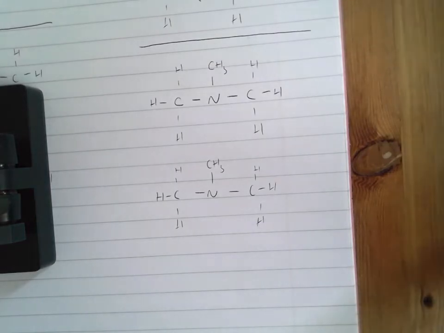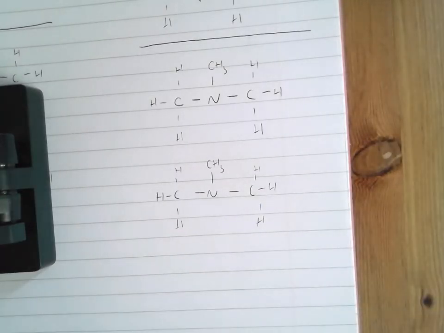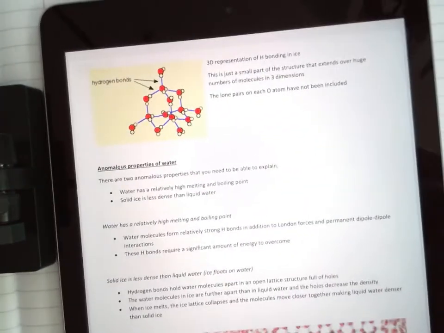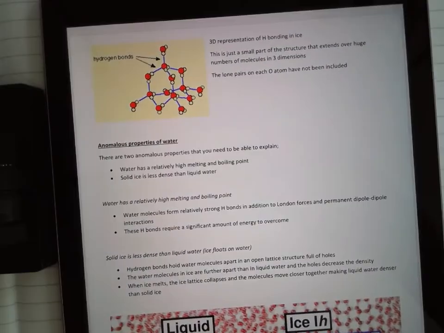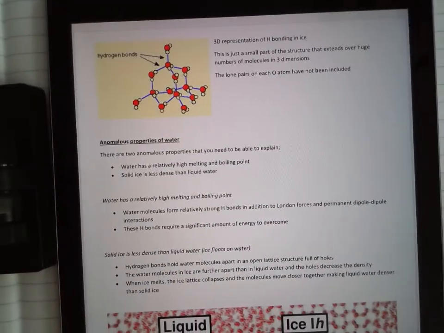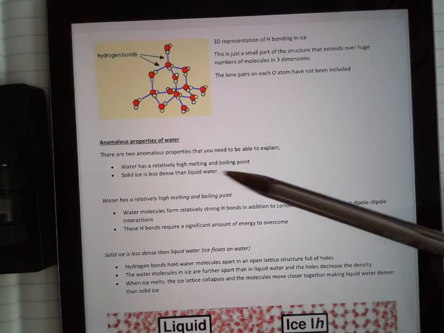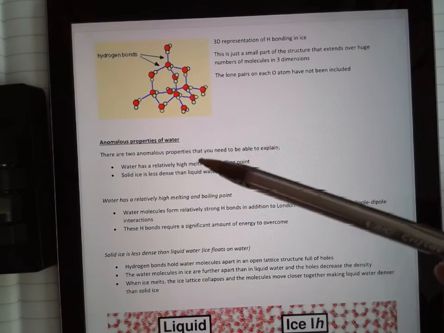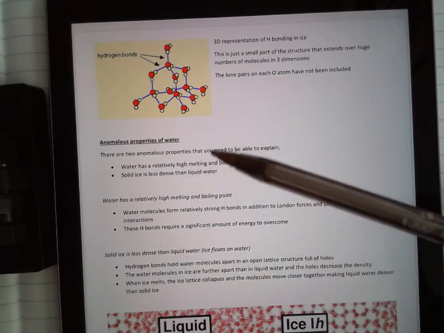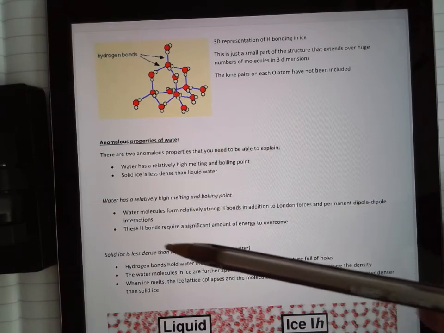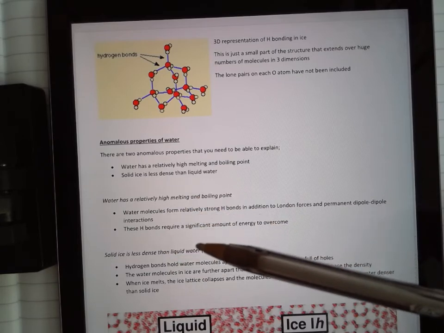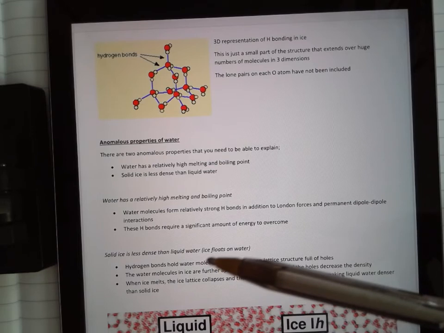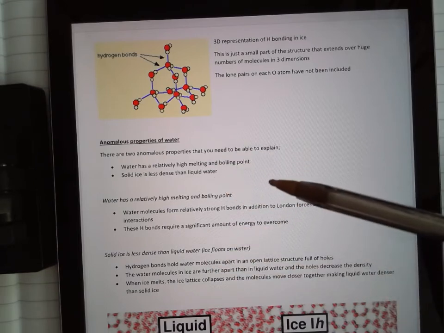And indeed, where this is most notably seen is within water. So water has a relatively high melting and boiling point compared to other molecules that are a similar size to water. And the reason that water's melting and boiling point are higher is because of the presence of hydrogen bonds. You've got hydrogen bonds between all of those water molecules. They require more energy to break than your induced dipole and permanent dipole. Therefore, water has a higher boiling and melting point than other molecules of a similar size.